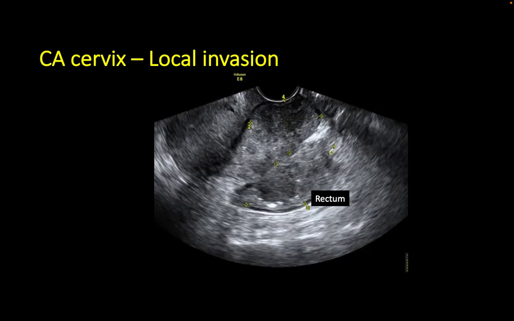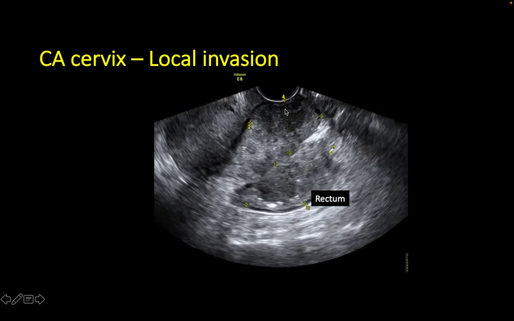Now, you can also use ultrasound, beyond seeing the uterus and the ovaries, to assess local invasion. So if you've seen my previous videos and know how to look at the normal bowel or the normal bladder, then you can also detect invasion into both the urinary bladder as well as the rectum posteriorly.